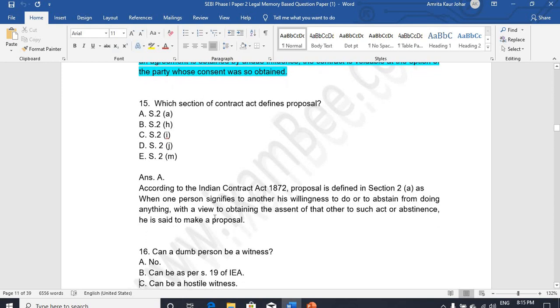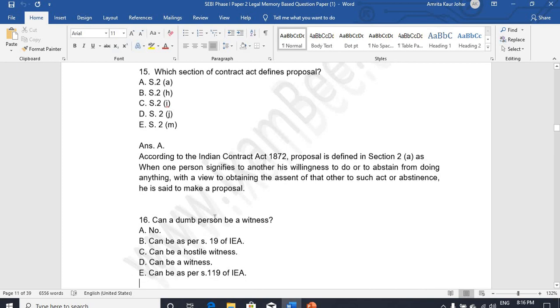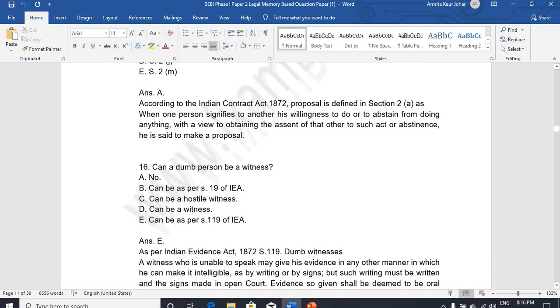Which section of Contract Act defines proposal? Proposal से related भी question आया था, and according to Indian Contract Act 1872, proposal is defined under section 2A. Again, the very basic concept. Contract से काफी सारे basic questions पूछे गए थे जो contract के basic concept से relate करते हैं.